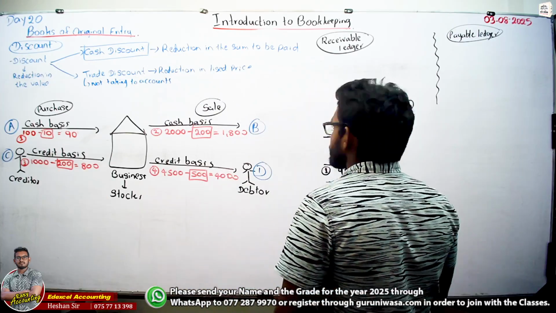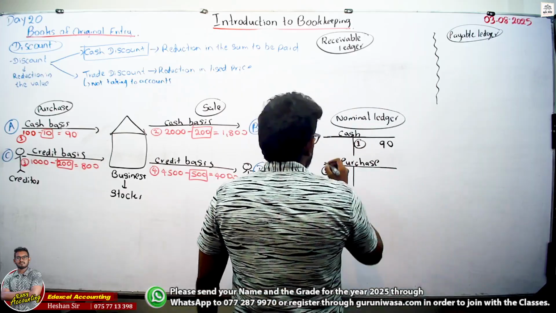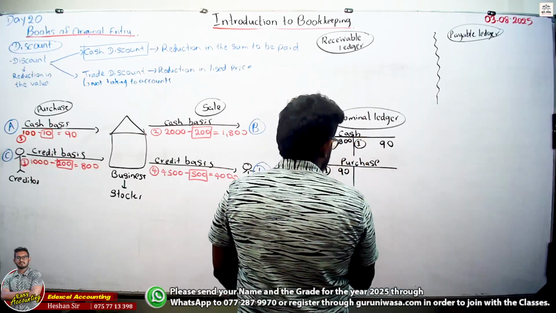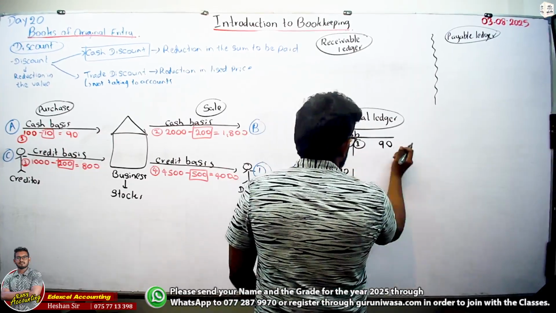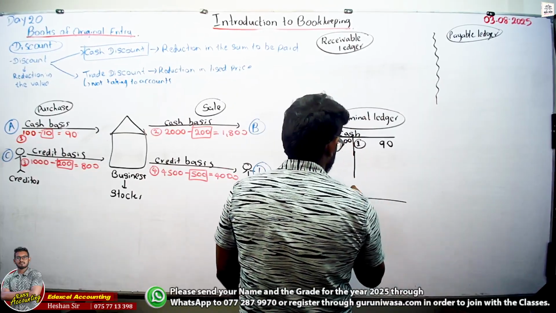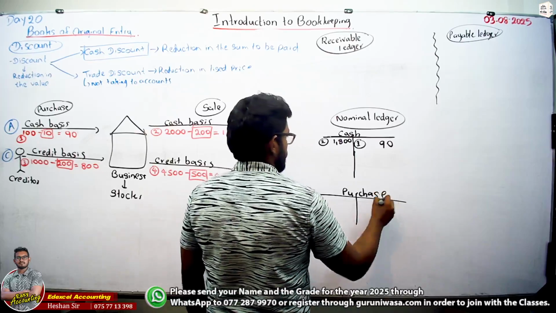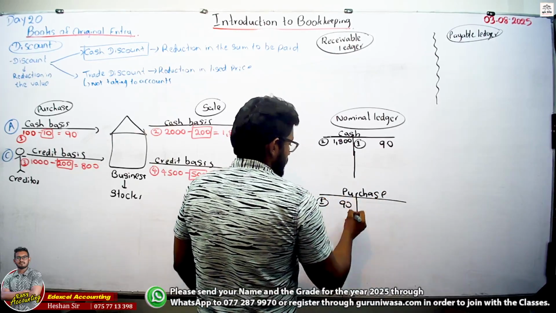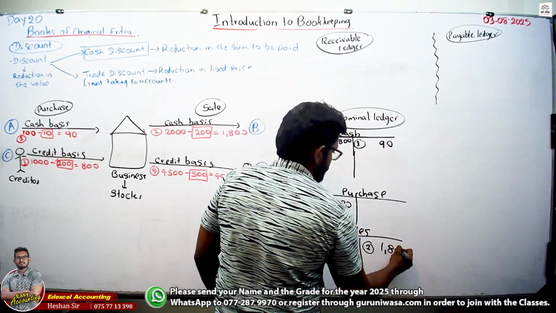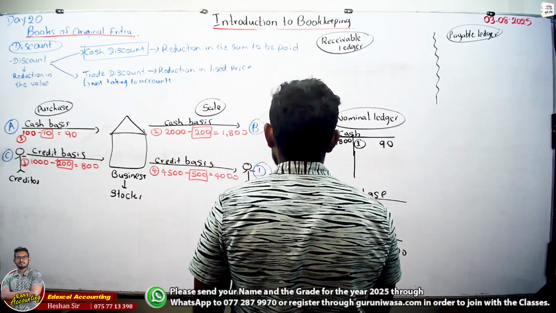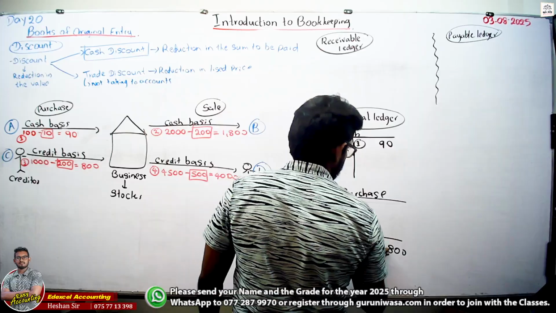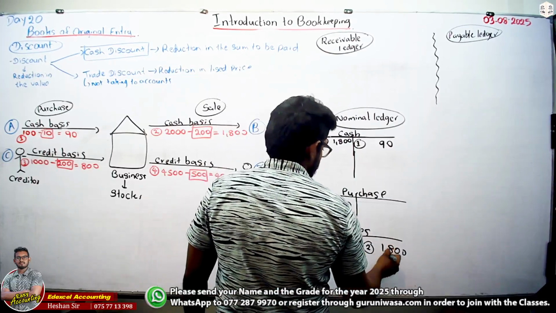Now the second one is also a cash basis sale, so we are receiving 1800 as cash. I'll draw the purchase account, number 1, 90. Number 2 goes to the sales account, 1800. Then number 3, 800.